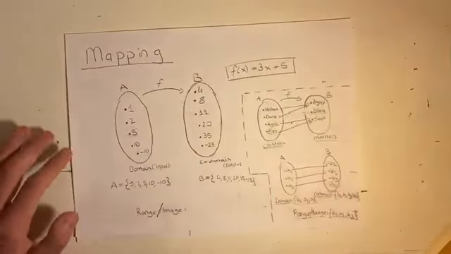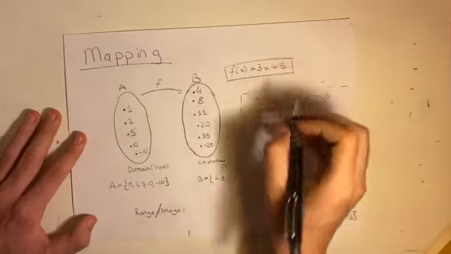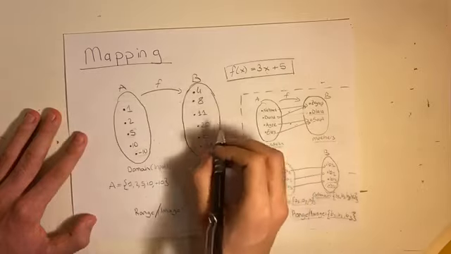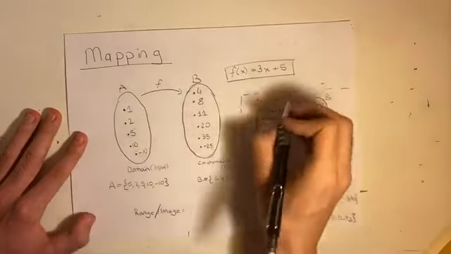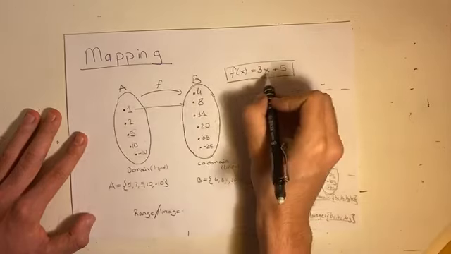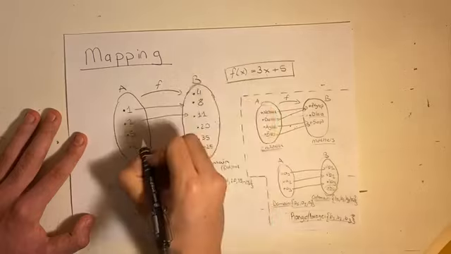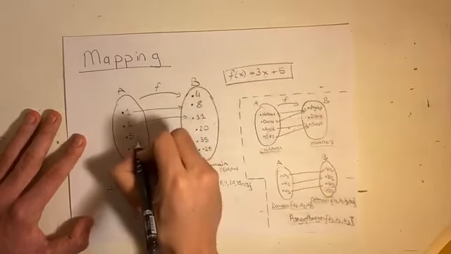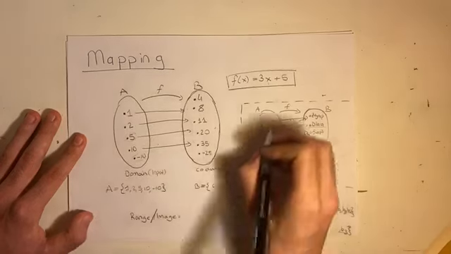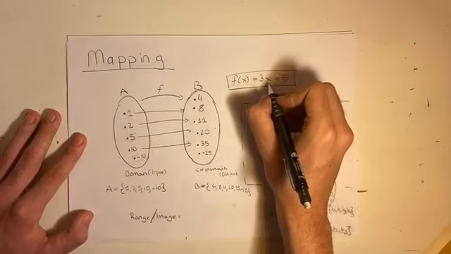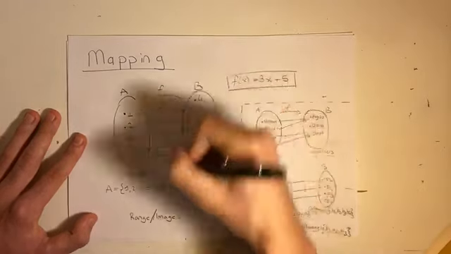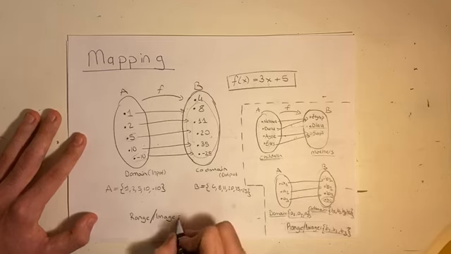Let's quickly do this example here: 3x plus 5. Every element needs to be mapped with an element in the codomain, okay? So if we put 1, we would get 8. If we put 2, we would get 11. If we put 5 here, we would get 20. If we put 10, we would get 35. If we put negative 10, negative 30 plus 5, negative 25. As you can see, this is our range here. Let's write the range.